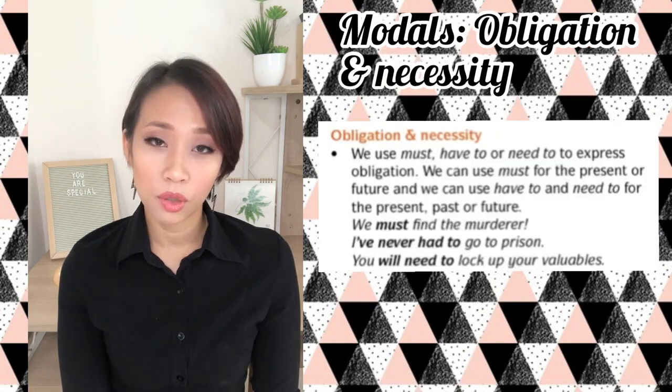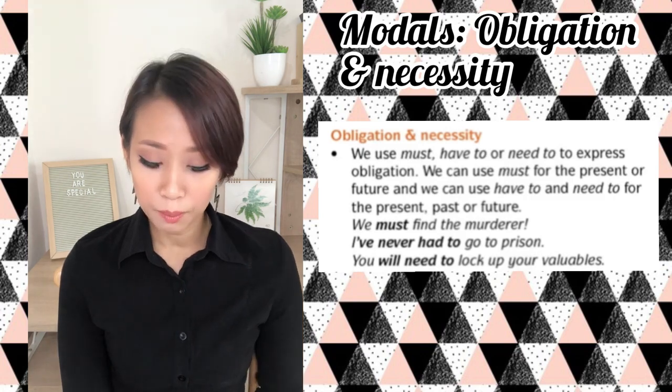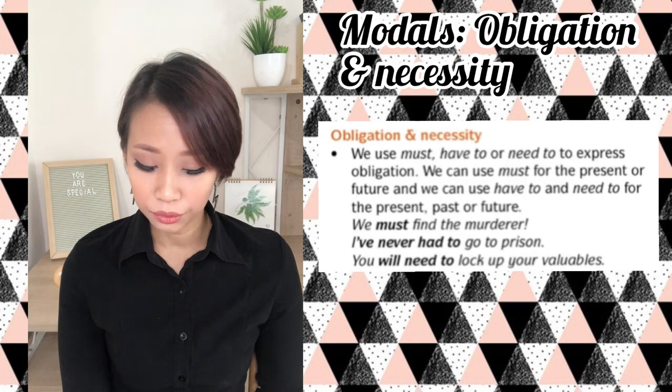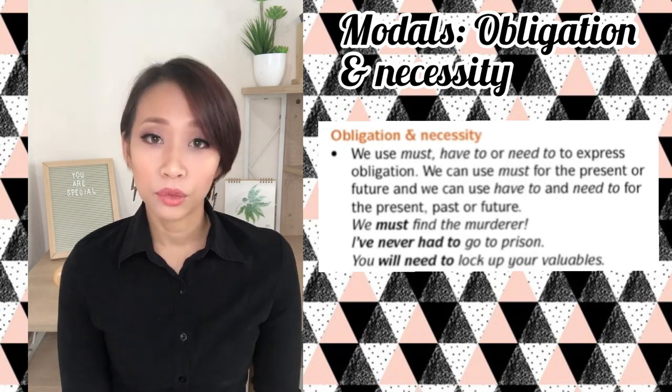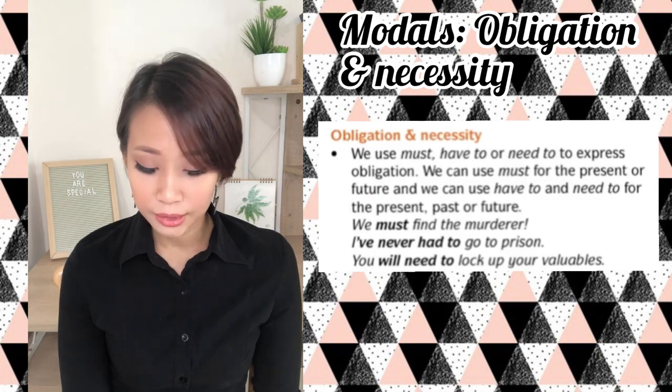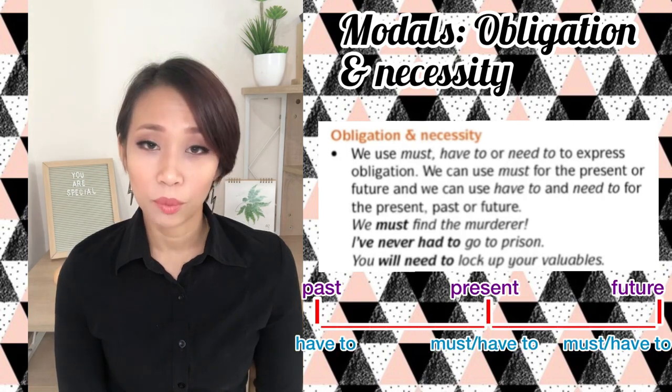We use modal verbs for obligation and necessity, kewajipan dan keperluan. We use must, have to, or need to express obligation. Kita guna must, have to, and need to untuk menunjukkan kewajipan. Must itu ialah mesti, have to dan need to ialah perlu. We can use must for the present or future, and we can use have to and need to for the present, past, or future. Kita guna must untuk masa sekarang dan masa depan, dan kita guna have to and need to untuk masa lalu, masa sekarang, dan masa depan.